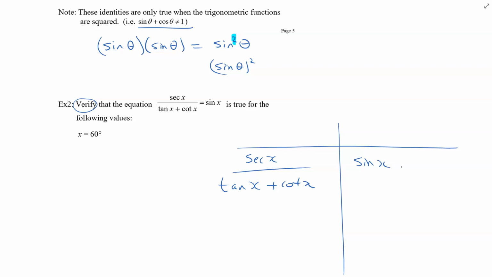But actually I need to do this for 60 degrees. So what I can do is say, okay, I'm going to test whether this is true at 60 degrees. So I'm going to put 60 degrees here, 60 degrees, 60 degrees. So I'm going to find out whether or not the left-hand side is equal to the right-hand side when x equals 60 degrees. Notice that's the only test I'm doing. I'm not testing for other degrees at this point. I'm just checking for 60 degrees.